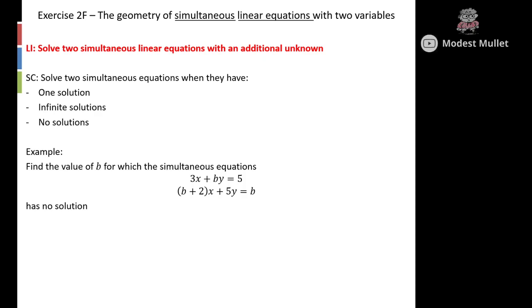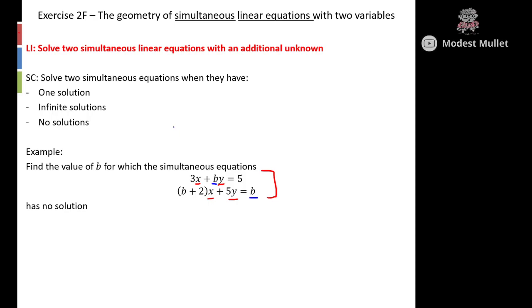Hello, today's learning intention is to solve two simultaneous linear equations when we are adding an additional unknown to them. Down here at the bottom is an example of what that looks like. So we have two equations, which have our regular unknowns x and y, but in this case we've got this third unknown in here.